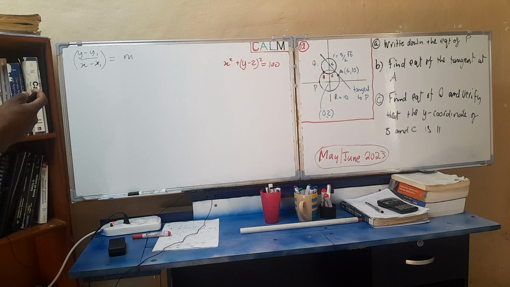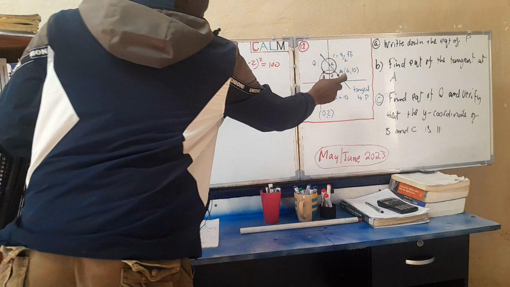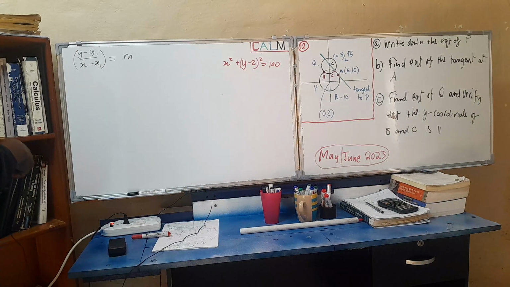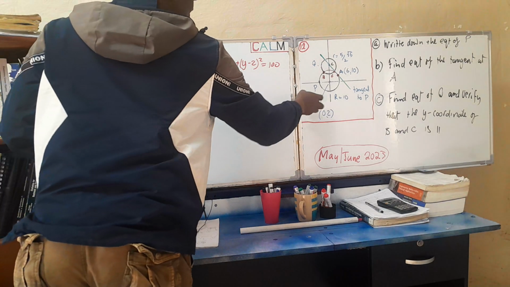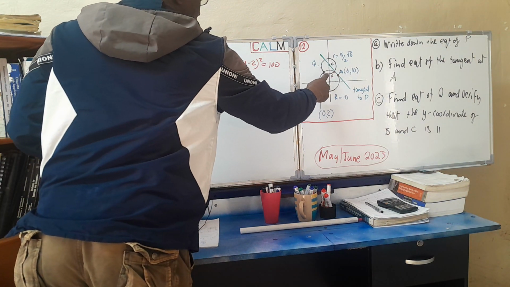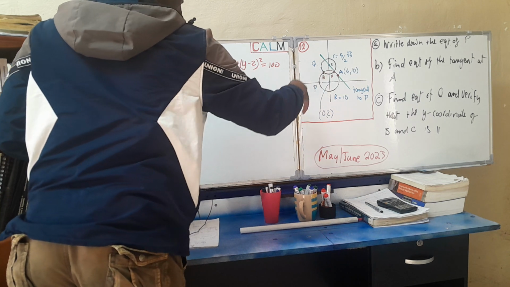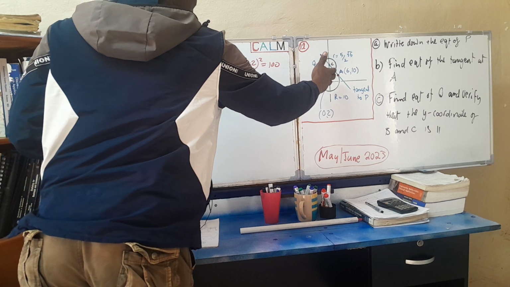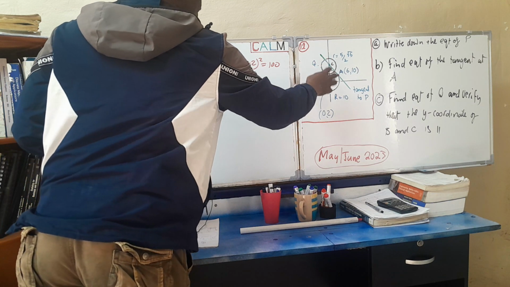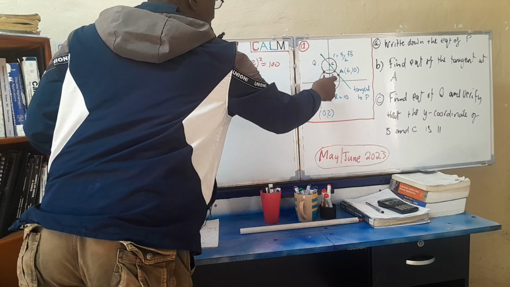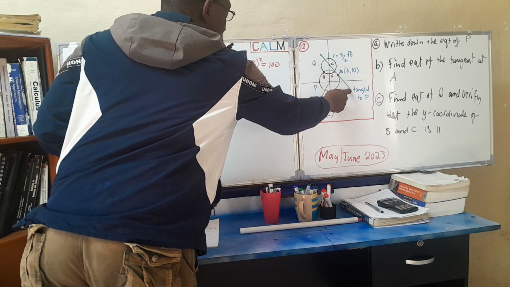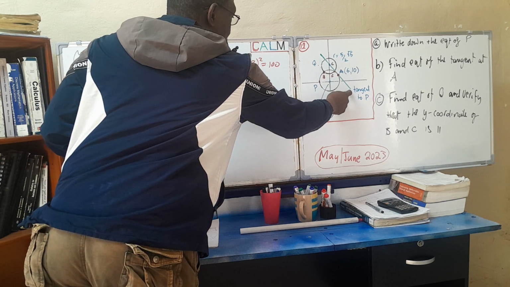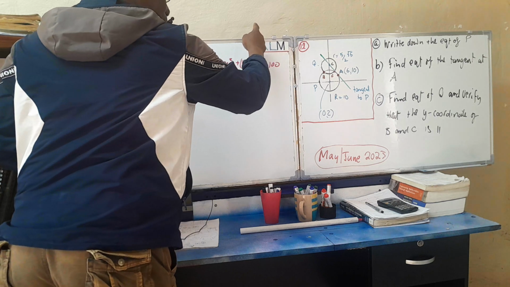Not really, but we can find the gradient there. There are two ways of approaching this. We can either find the gradient of this circle, and we know that the gradient of a curve at any point is equal to the gradient of the tangent at that point. Let me repeat.